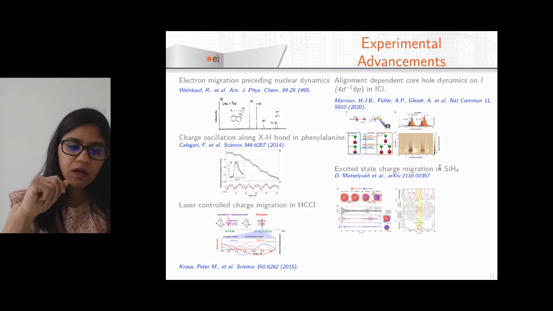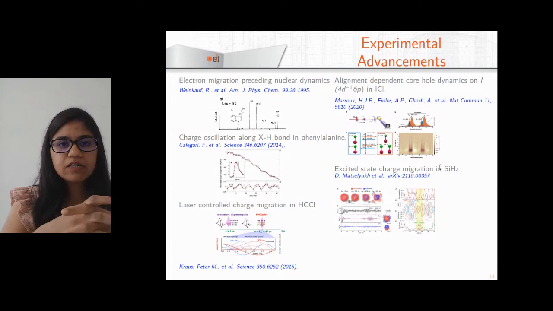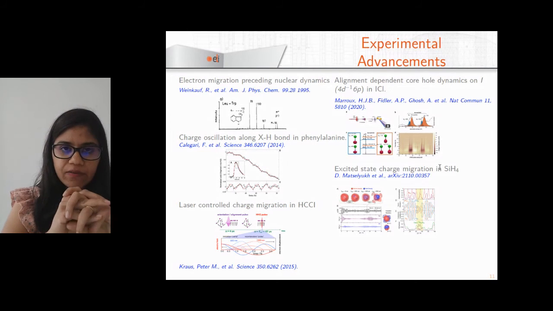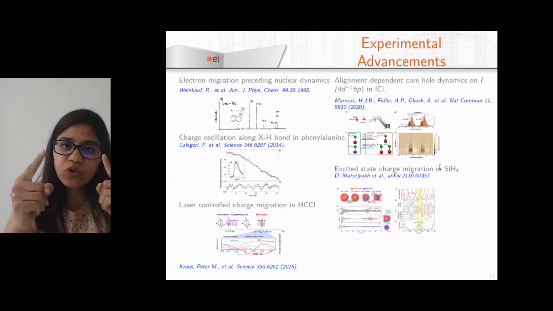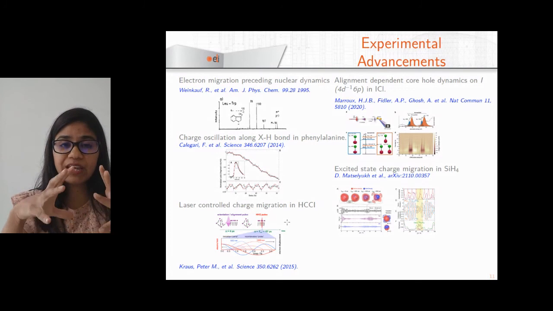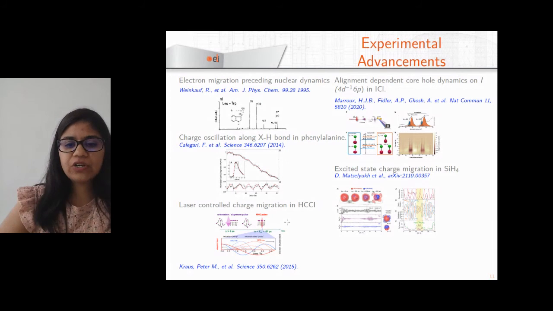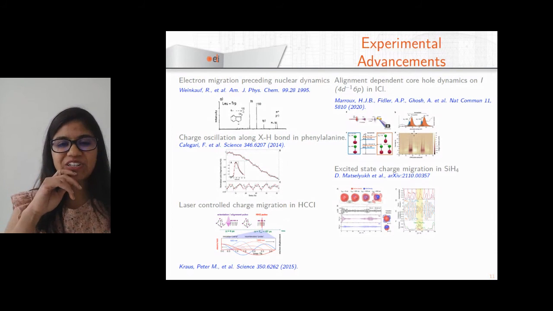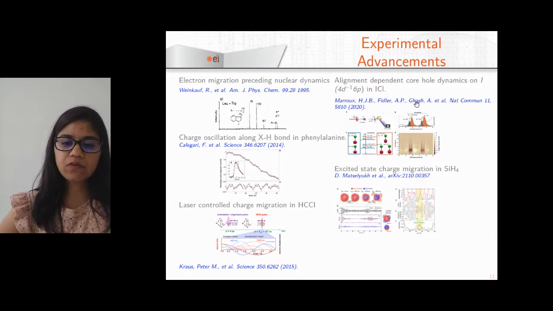There is a work presented by Francesca Calegari on phenylalanine, where they have used a charge oscillation along the XH bond, and this also can show the fragmentation channel. And Peter Kraus et al. have presented their work on how they can control the charge migration using lasers, if somebody is interested in performing charge migration by manipulating the core hole dynamics. Then there is a work by Marof et al. on using attosecond transient absorption spectroscopy. And this is a new recent work where they have used excited state dynamics to reconstruct the charge migration.